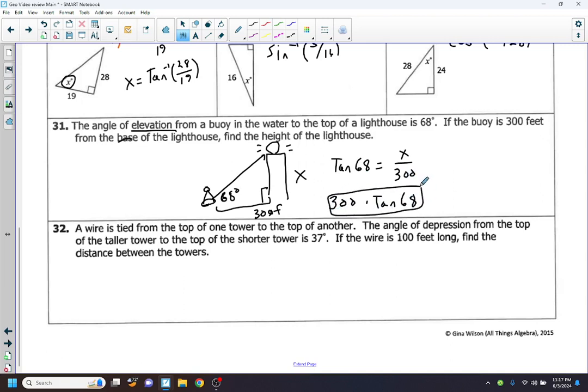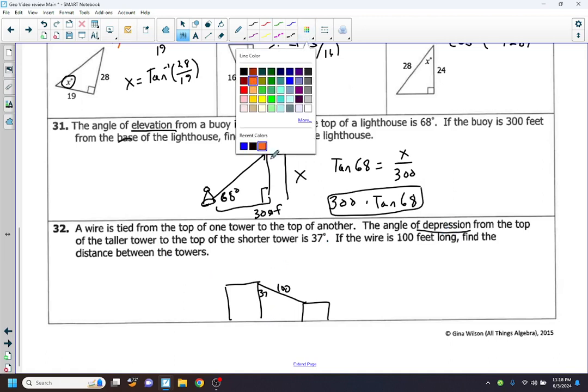A wire is tied from the top of one tower to another tower. So tower A, tower B. The angle of depression, so we're looking down now, from the taller tower to the shorter tower is 37 degrees. Since it's depression, just think you're depressed, you're a little sad, you're looking down. So it's downwards, versus elevation, where I'm looking upwards. If the wire is 100 feet long, find the distance between the two towers.